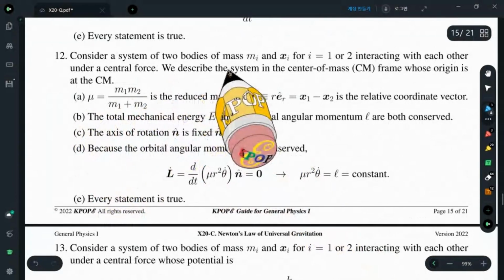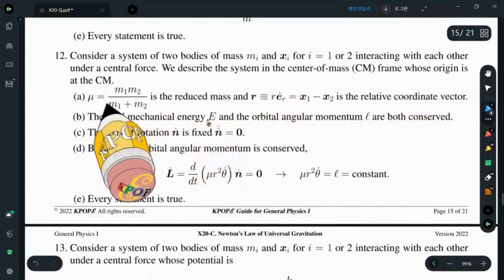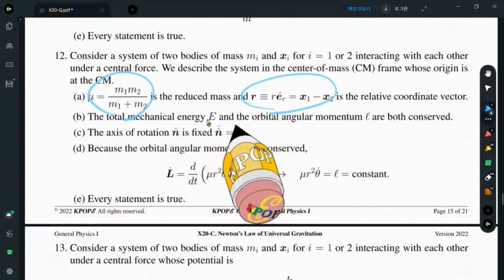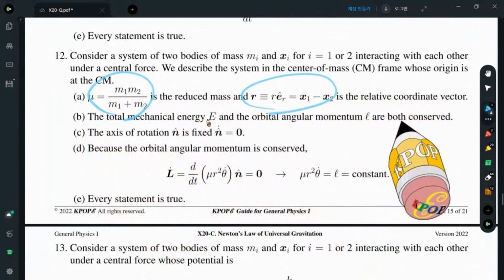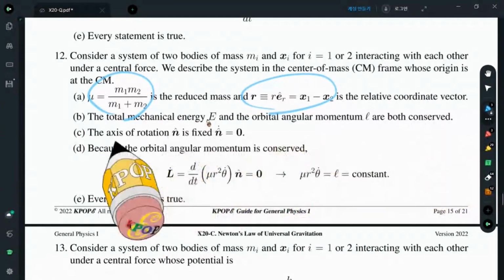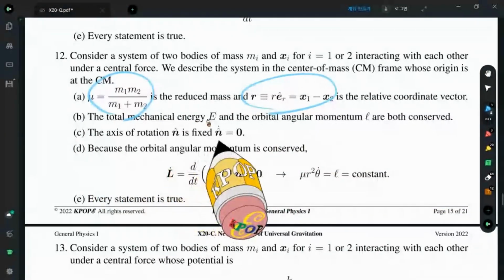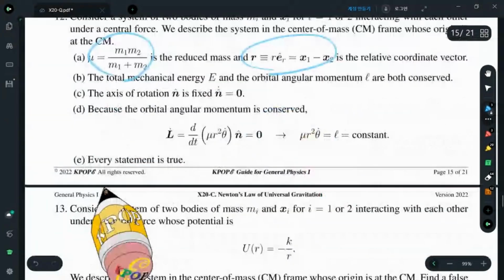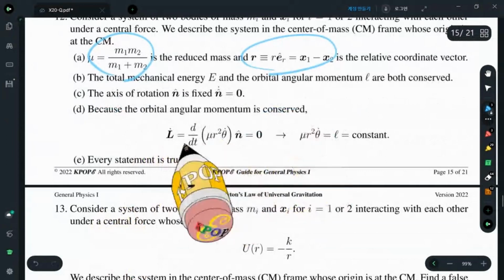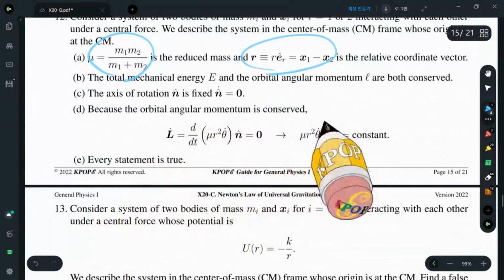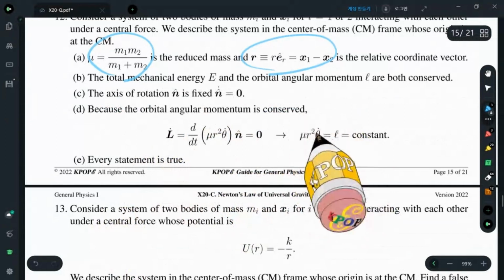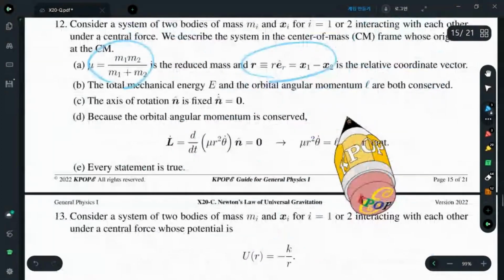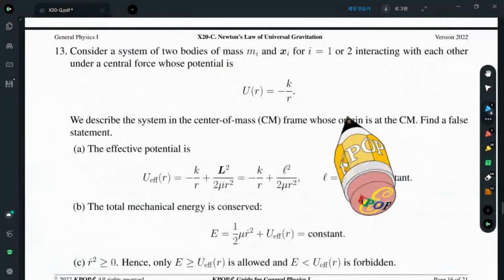Okay, consider a system of two bodies. This is what we have done already. Total mechanical energy E and the orbital angular momentum L are both conserved. That's right. The axis of rotation is fixed because of the angular momentum conservation. Because the orbital angular momentum is conserved, this one is conserved. That is what we have already used to derive the effective potential.